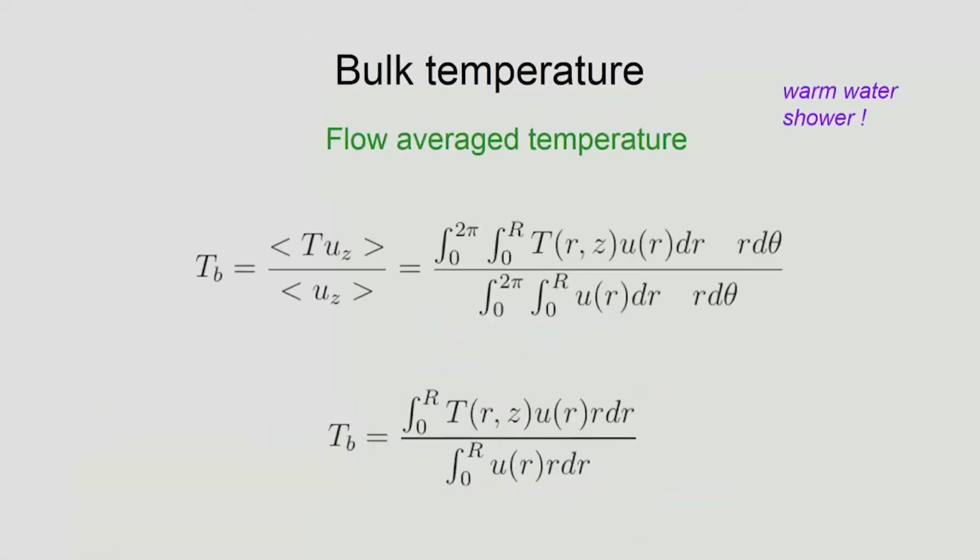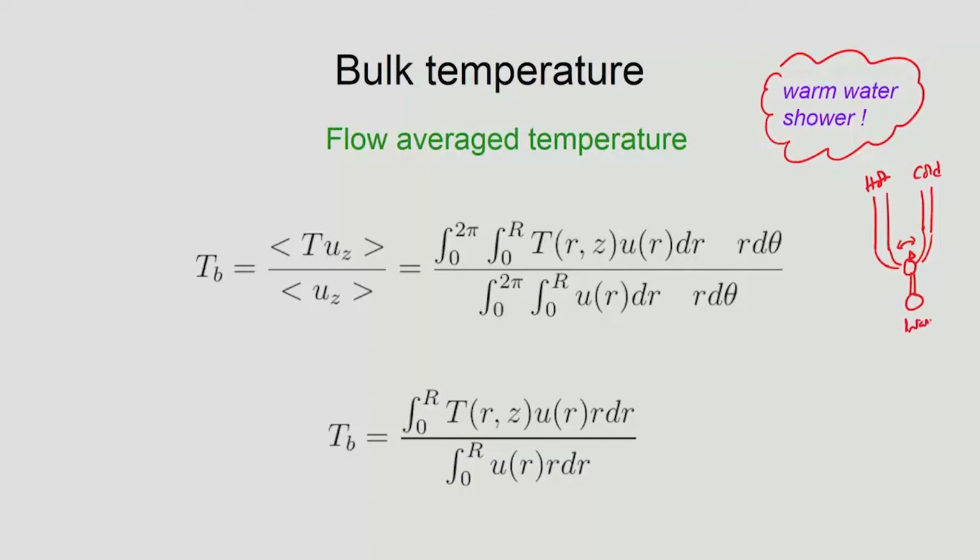For the bulk temperature, I want you to think about how you get a warm water shower. Normally, you have hot water coming through one pipe and cold water coming through another pipe, and then you have a knob which allows you to mix the flow rate between the two, and then you have got the warm water here. So, what are you doing? Basically, the heat coming from the hot water and the cold water is getting mixed by a ratio, and then you are getting the warm water. The ratio depends upon the flow rate.